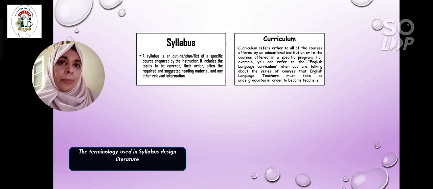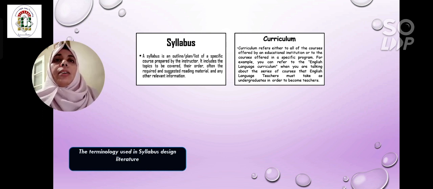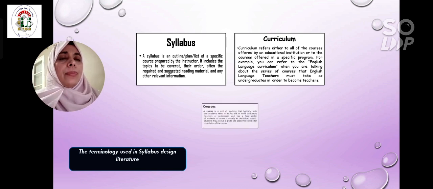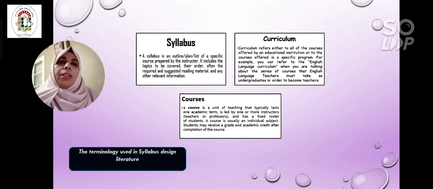And this curriculum, of course, consists of a group of courses for the first, the second, and the third year. For the first year we have courses, and for each course there is a syllabus. The third terminology used is the course. The word course, what does it mean?